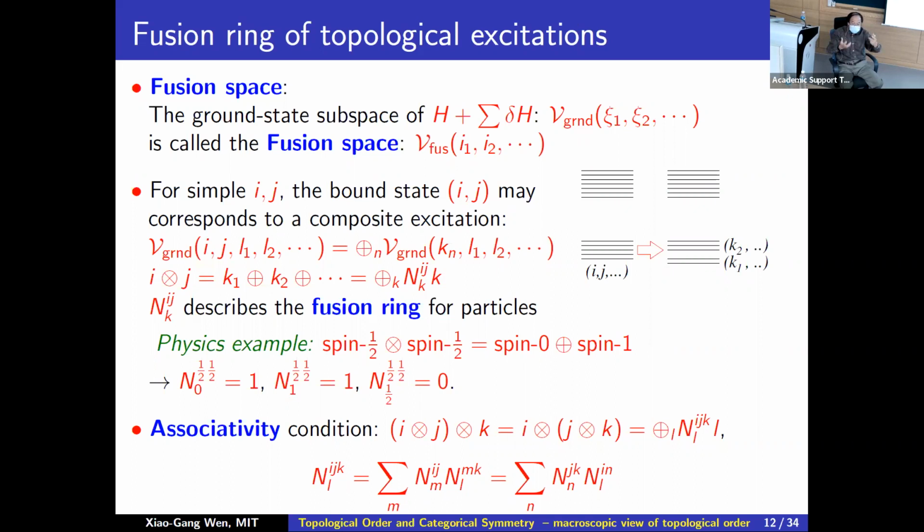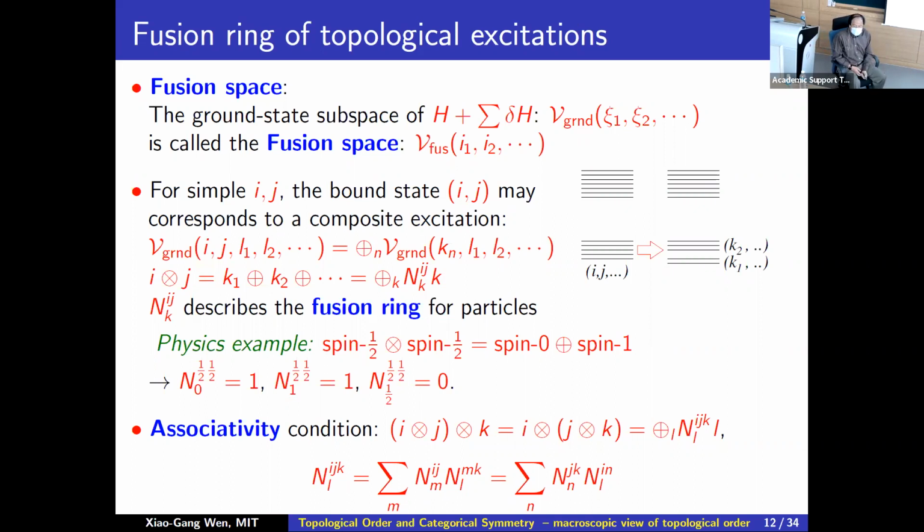So we have two single excitations, I and J together. Maybe the composite will have K1, K2, K3, and so on. And there can be several K1, so maybe K1 may appear twice, K2 may appear once. So then we formally write this as a direct sum of N_IJK with a K. N_IJK is a non-negative integer. Zero means the K doesn't appear. One means it appears once. Two means twice. On this basis, they can define the fusion.